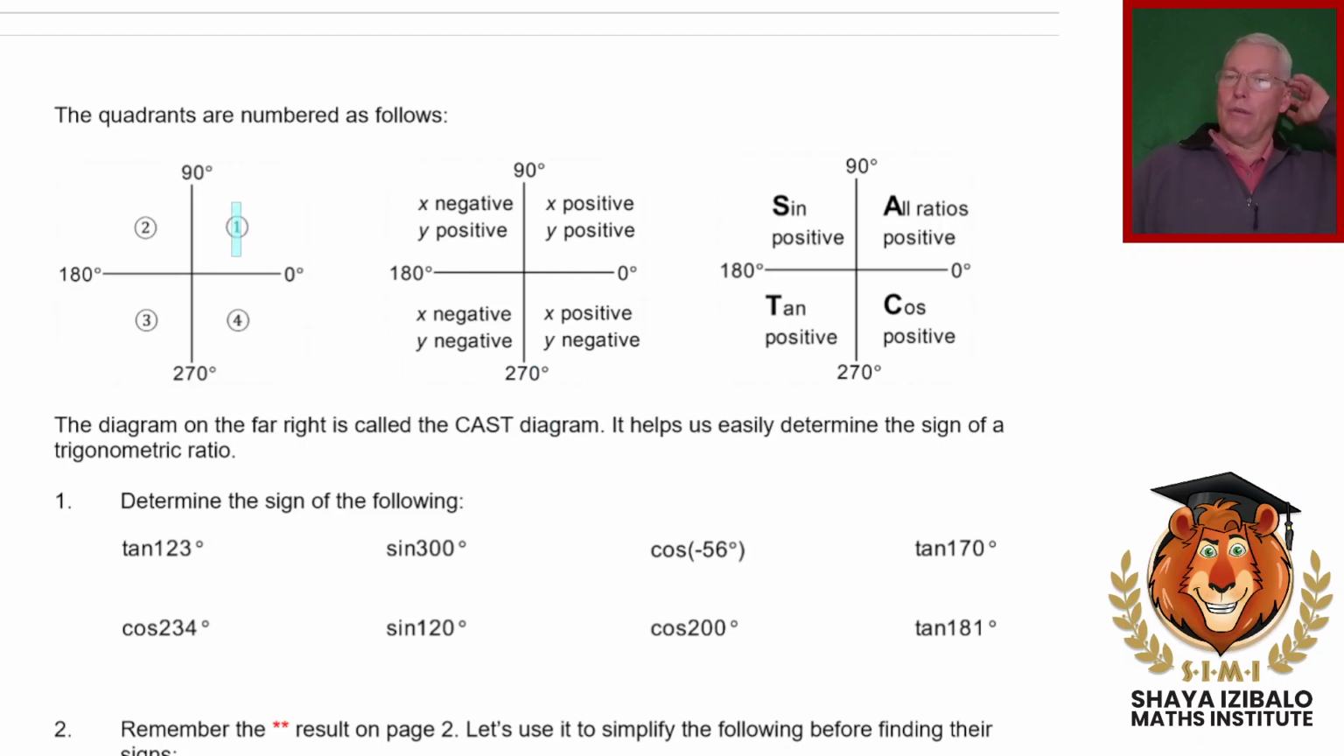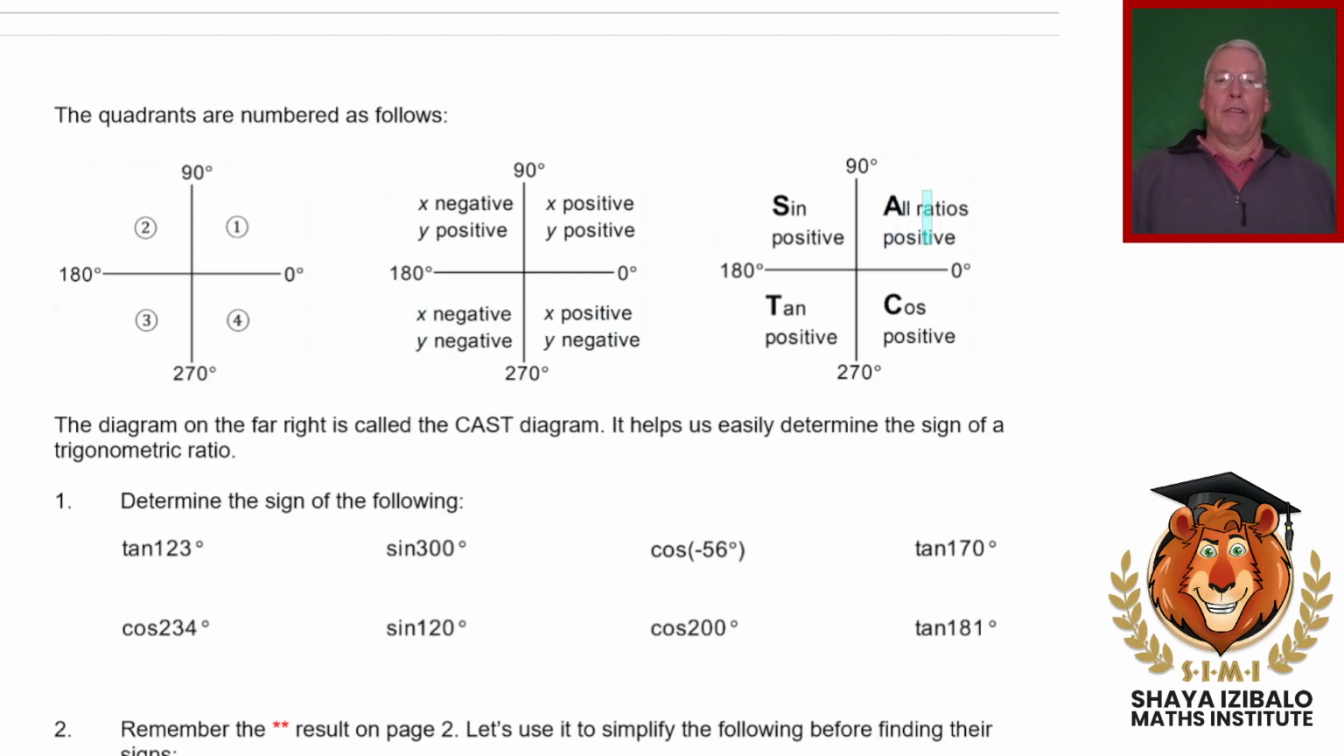These are the quadrants: quadrant 1, quadrant 2, quadrant 3, quadrant 4. And remember, r is a length, it's always positive. And these are the signs of x and y in the different quadrants. In quadrant 1, both x and y are positive. In quadrant 2, x is negative and y is positive. In quadrant 3, they're both negative. And in quadrant 4, x is positive and y is negative.